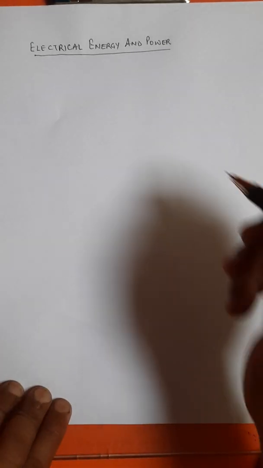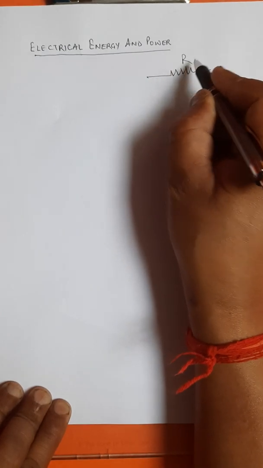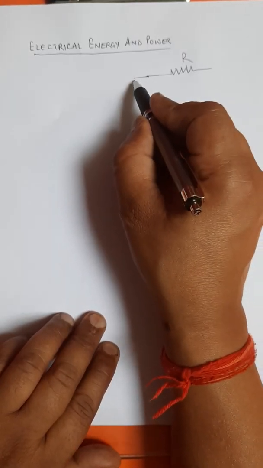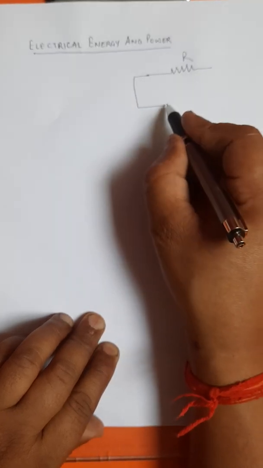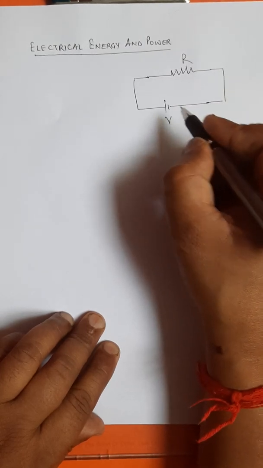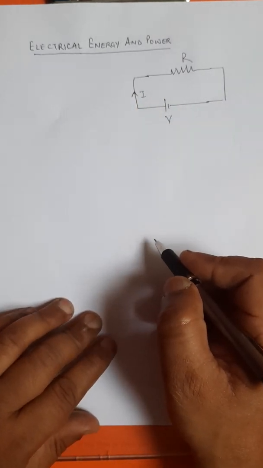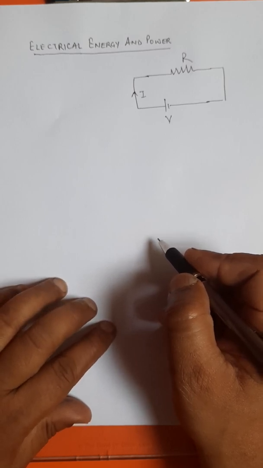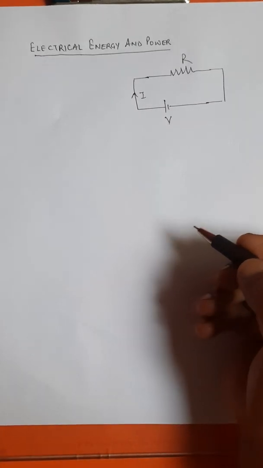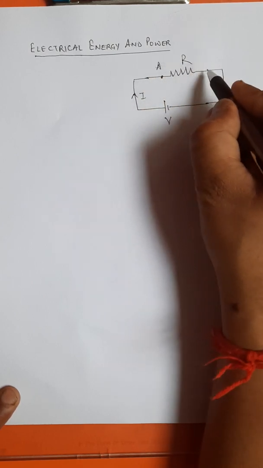Now consider a conductor of resistance R through which a charge flows. If we apply a potential difference, say V, across its ends, the current, let I, flows through it. To understand the potential energy and the kinetic energy of the charges while flowing, consider two points of the conductor, say A and B.